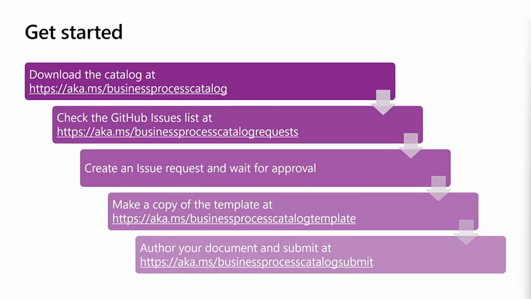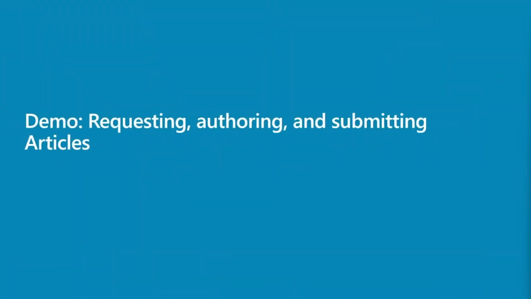And then you're going to make a copy of our template, which is available at aka.ms/business process catalog template. Then you can start to author your document. And when you're done authoring the document, you can submit it at aka.ms/business process catalog submit. So we hope that these AKA links make it very easy to navigate and get to the pages that you need to go to in order to execute this process. So what I'd like to do is switch over and walk you through a quick demonstration of this process.